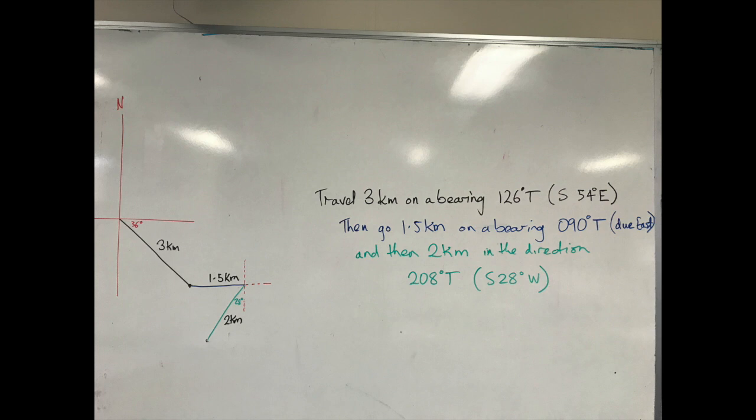So we want a direct line back, and we need to know the bearing that we need to travel on to get back to the beginning. So the way that we can do this is we can split up each of the 3 components into their north, south and east, west components. So let's start with the black one.